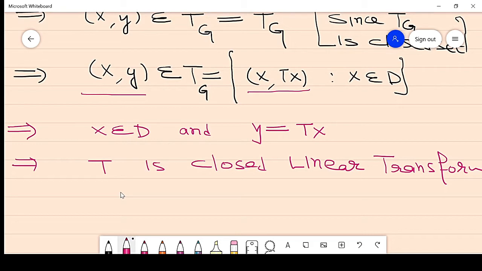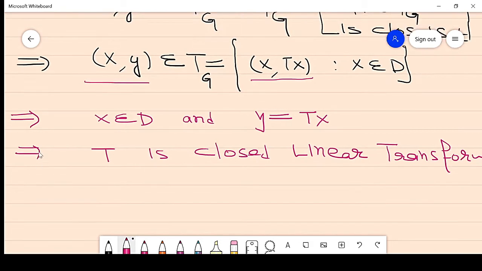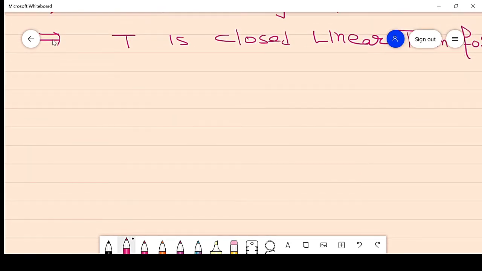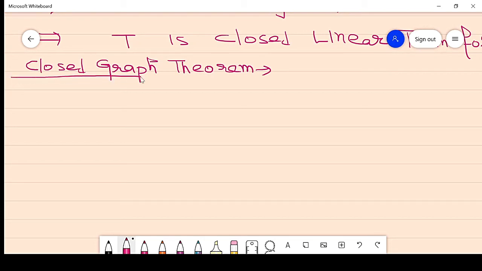So this is the proof of the first theorem. Now next is the main theorem, which is called the closed graph theorem. So remember that in the examination, the examiner will ask you to state and prove the closed graph theorem. So remember the statement of these theorems.